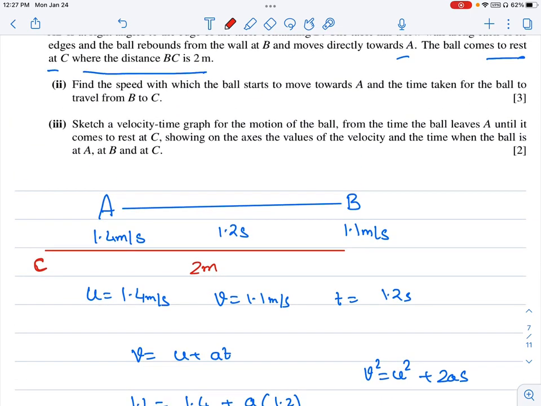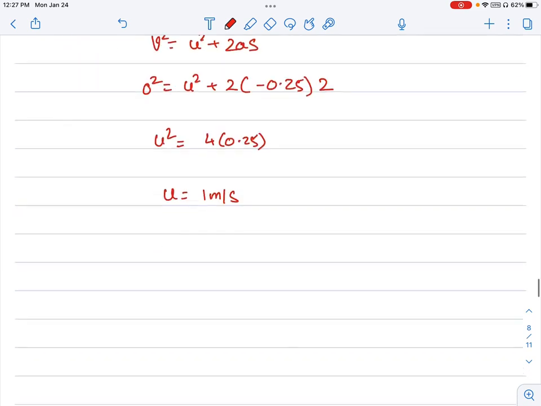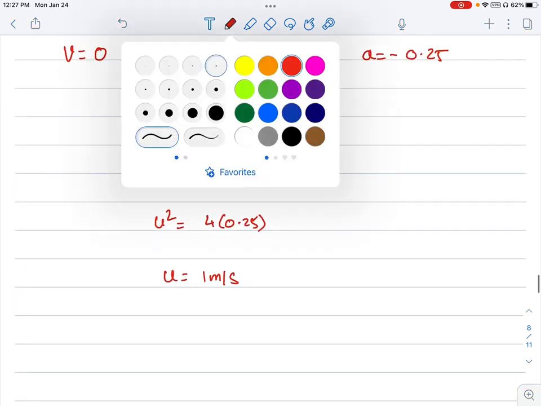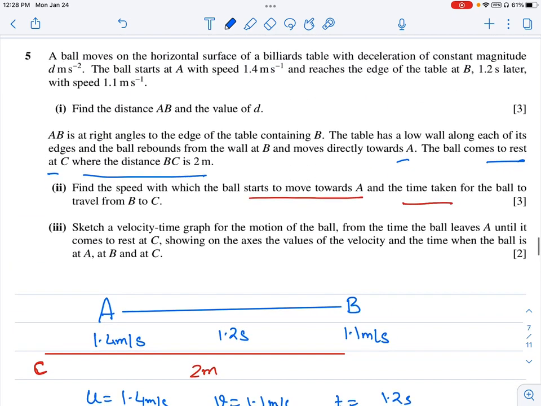So the speed with which the ball starts to move towards A is 1 meter per second, and for the time taken to reach C, what are we going to do? v is equal to u plus at. So 0 is equal to 1 plus minus 0.25 times t. So t is equal to 1 upon 0.25. So time is equal to 4 seconds. Next part of the question.